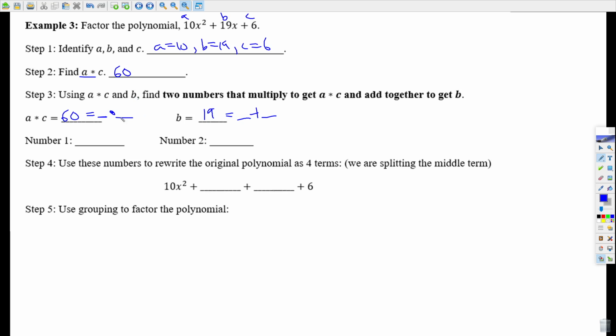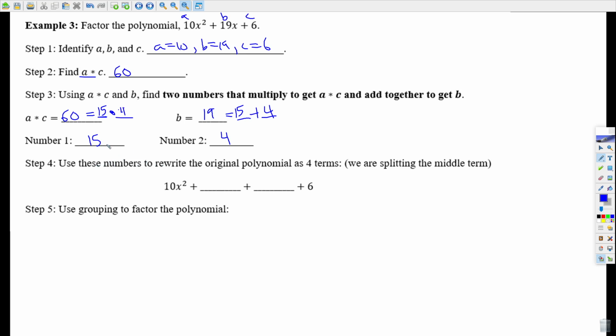So I would recommend trying and making sure you can get this combination. One combination that will work, I think, is 15. 15 goes into 60 and 4. And if you put them together, you get 19. So we're going to use 15 and 4. Make sure you practice doing this so you can get the same thing.